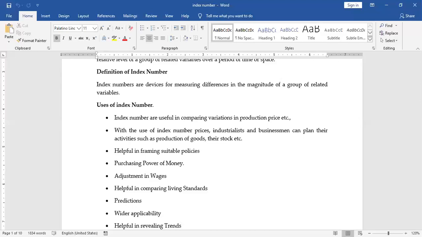Next is, with the use of index number, prices, industrialists and businessmen can plan their activities, such as production of goods, their stock, etc. So, with the use of index number, prices, industrialists and businessmen and other activities can take place. So, index number acts as a guiding principle for the business.